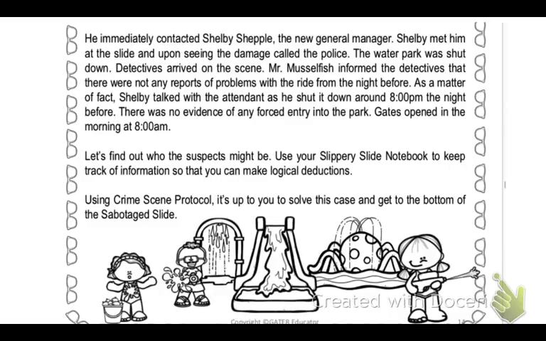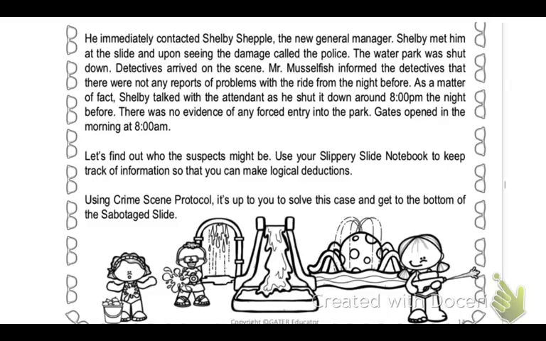Mr. Musclefish informed the detective that there were not any reports of problems with the ride from the night before. As a matter of fact, Shelby talked with the attendant as he shut it down around 8 o'clock the night before. There was no evidence of any forced entry into the park. Gates opened in the morning at 8 a.m.